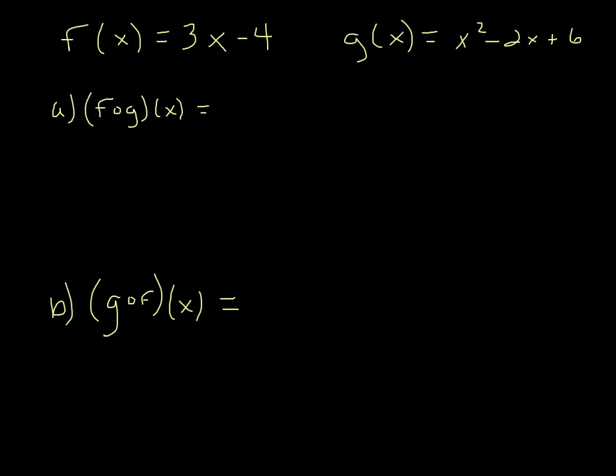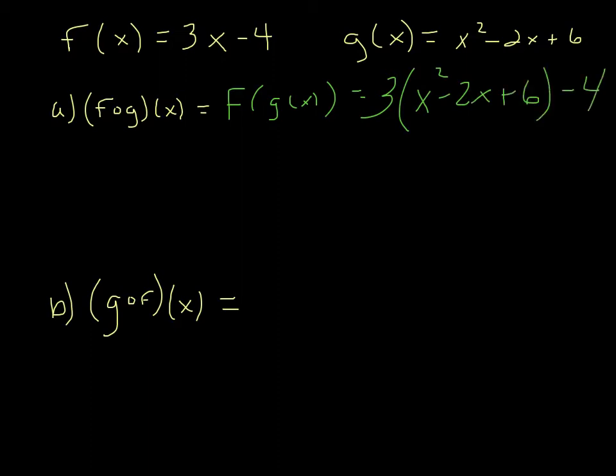So let's look at some examples. We've got two functions, f of x and g of x, and we want to find the composition f of g of x. Remember, that symbolism means I'm going to use g of x as the input for f. So I'm going to take the entire function g and replace the x's in function f with that whole expression. That looks like 3 times x squared minus 2x plus 6, and then I have the minus 4 still hanging out at the end.